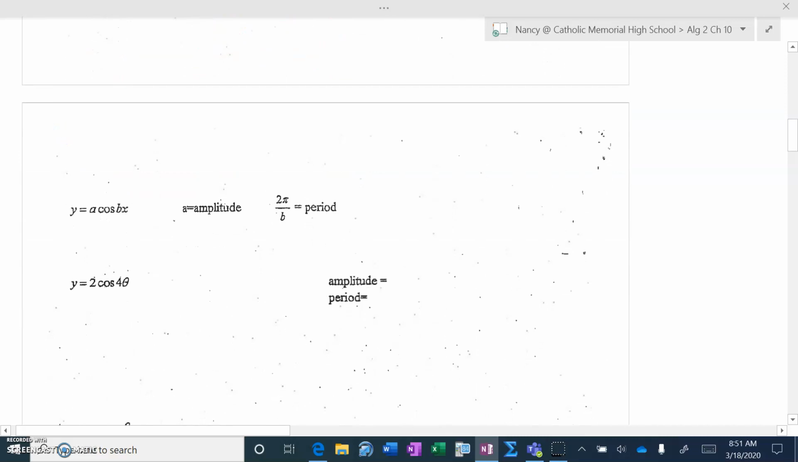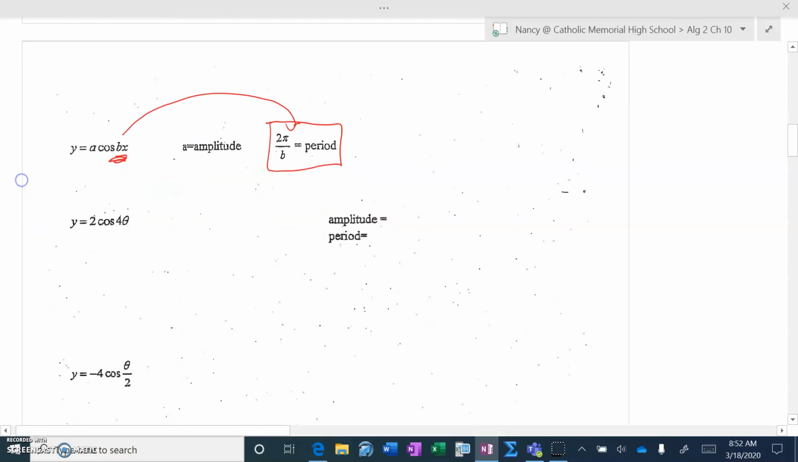Just like yesterday, when there is a number multiplied by the angle, that's called b, and that number changes the period. And we have the same formula we had yesterday. Our period is changed by the formula 2 pi divided by that b. So in an equation that looks like this, 2 cos 4 theta, my amplitude is 2. That's your A value. This is your B value. So my period would be 2 pi divided by 4, which is pi over 2.